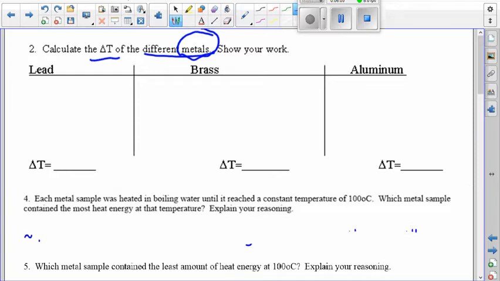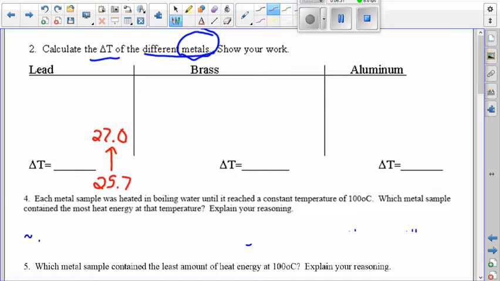So let's think about this. Here's 25.7. Is that the first temperature? Okay. So the first one with lead started at 25.7. The water went up to 27.0. Okay, so this gap right here tells us the change in temperature of the water, but what about the metal?